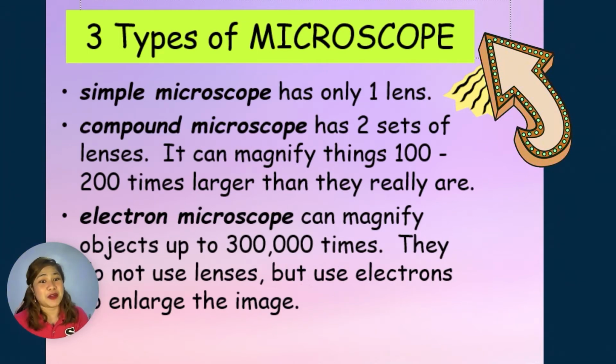And of course, the electron microscope, which is considered the most powerful type of microscope that can magnify objects up to 300,000 times. It does not use lenses, but uses electrons to enlarge the image. That's why we call it an electron microscope. If you are not familiar with electrons, they are one of the subatomic particles of atoms: electrons, protons, and neutrons. This type of microscope uses electrons to magnify the microorganisms.